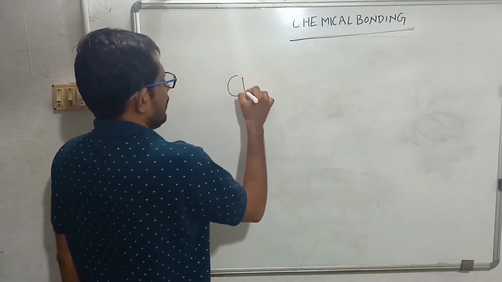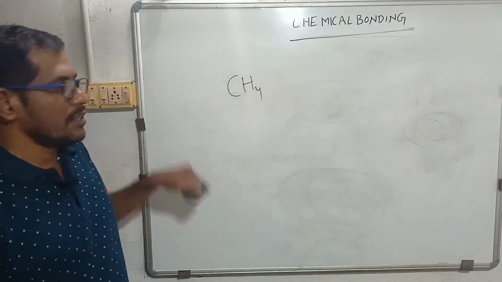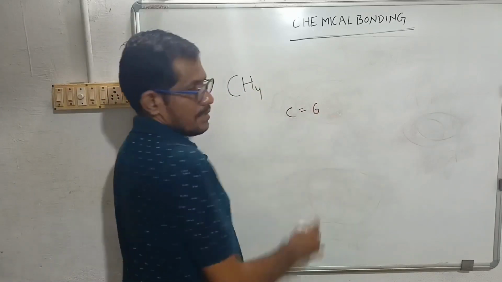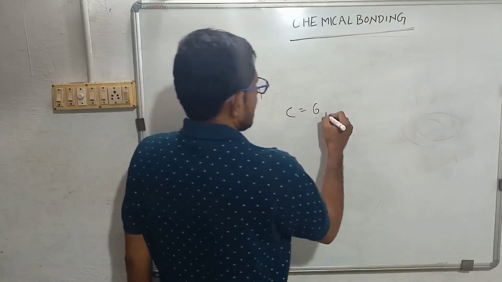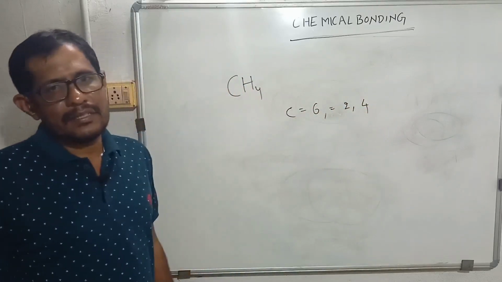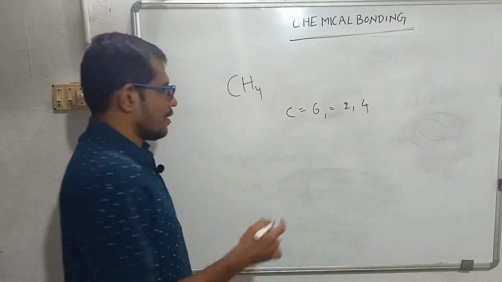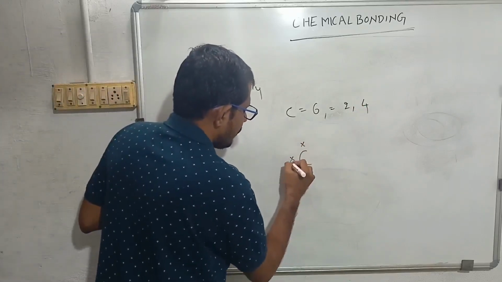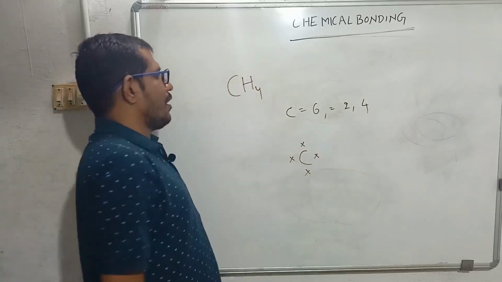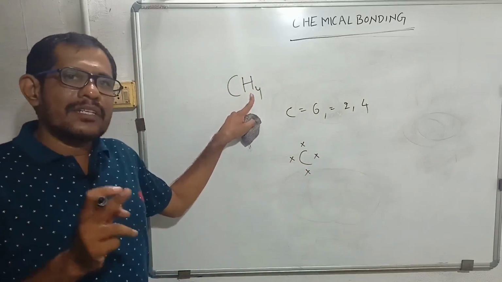If you take the methane molecule, CH4, I am going to show the covalent bond in this molecule. First write carbon. Carbon atomic number is 6, its electronic configuration is 2, 4. Now how many outer electrons are there? 4 electrons, so write 4 electrons: 1, 2, 3, 4. How many hydrogens are there? 4 hydrogens. Each hydrogen carries a single electron.